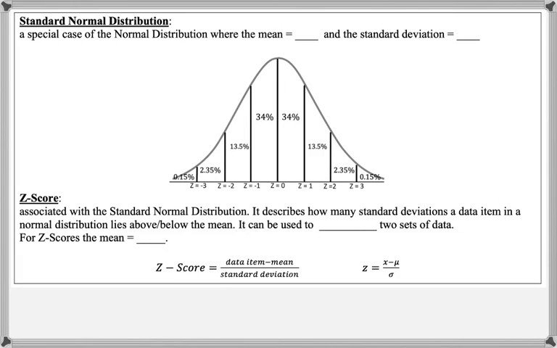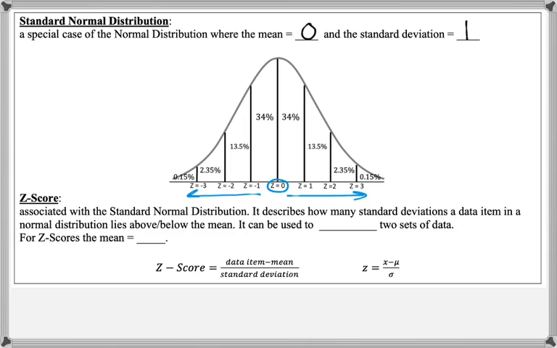The next topic is the standard normal distribution. Now, the standard normal distribution is a special case of the normal distribution where the mean is equal to 0 and the standard deviation is equal to 1. So if you look at the graph, you can see that the mean is 0 and the standard deviation is 1.